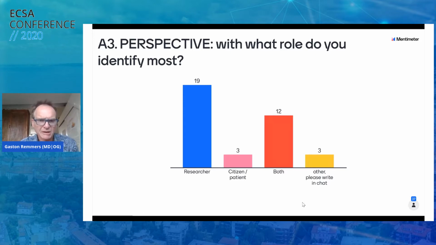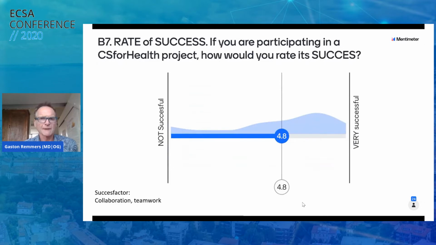We had predominantly researchers in the room and fewer citizens and patients, but fortunately a considerable number of people who identify with both roles. The rate of success of the projects that people in the room had is, according to their own standards, pretty good: 4.8 on a scale of 6 or 7, I believe.